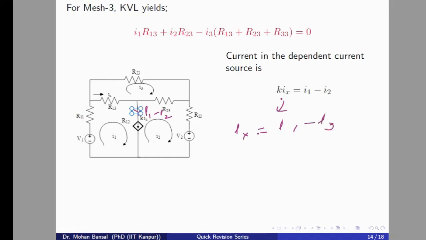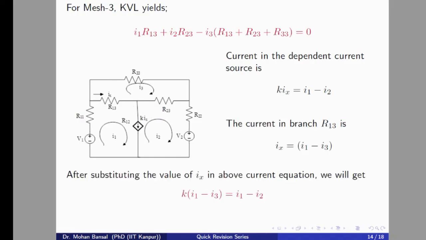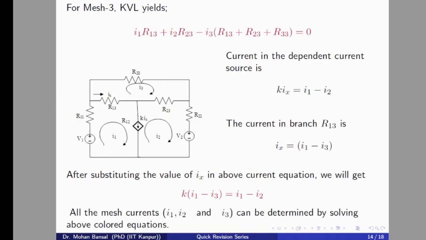So here we are getting K into (I1 minus I3) equal to I1 minus I2. So we have three equations, with three unknown variables I1, I2, and I3. We can easily solve them and find out the values of I1, I2, and I3 by solving all these three colored equations.